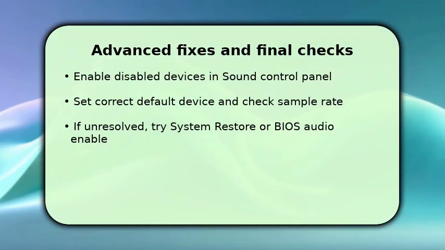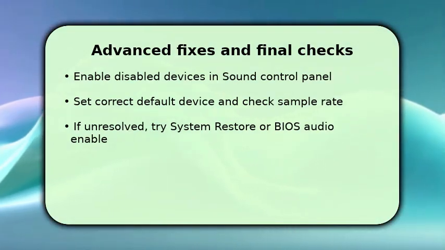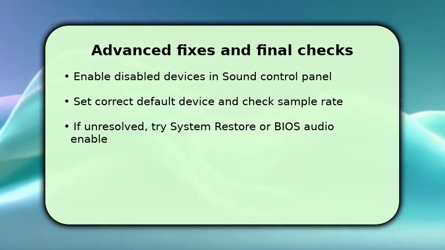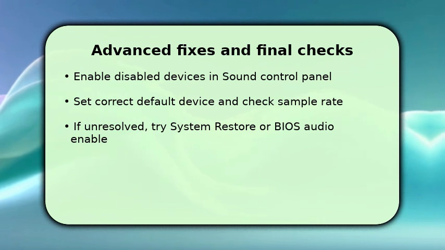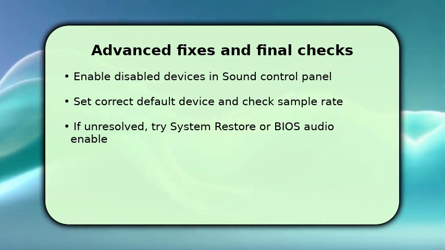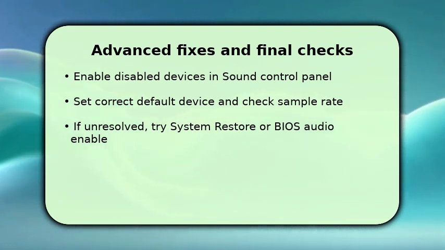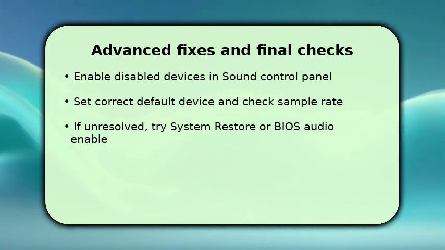Finish with Advanced Configuration. Open the Classic Sound Control panel, right-click blank space to show disabled devices and enable any outputs. Then set your preferred device as the default and confirm the sample rate matches device capabilities. If that still fails, enable onboard audio in BIOS/UEFI or try a recent system restore point to undo problematic updates.